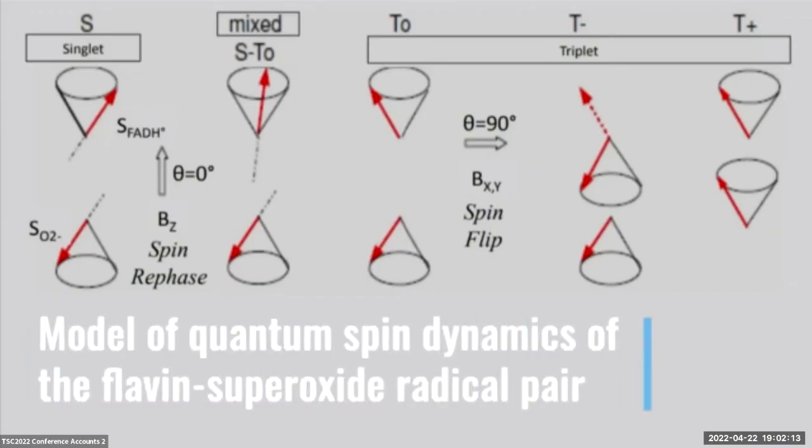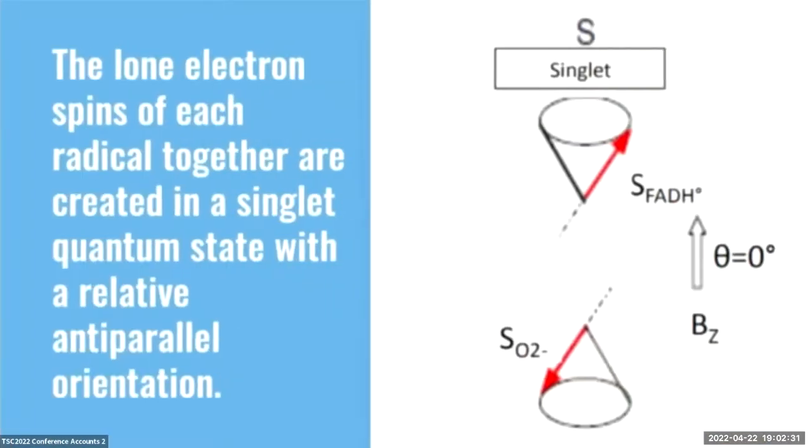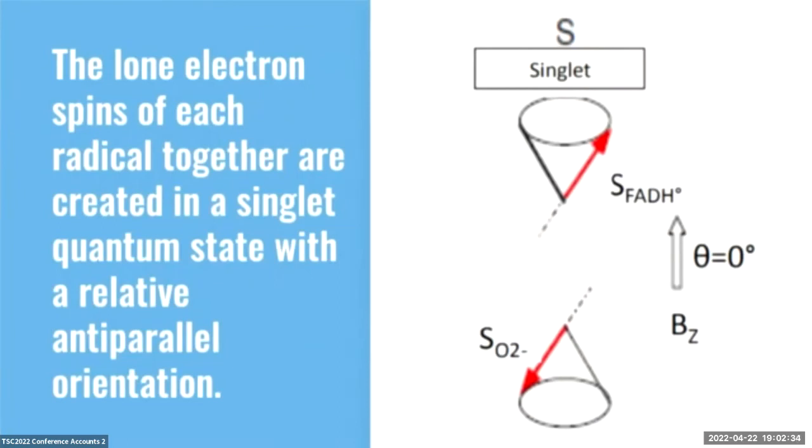The lone electron spin of each molecule in the radical pair is correlated with the other in a quantum superposition of singlet and triplet states. These quantum states correspond to the relative orientation of the spins to one another, as depicted here. Let's examine more closely the case of a flavin superoxide radical pair. If both spins were only exposed to the external geomagnetic field, then they would precess about this field vector at the same rate, remaining in phase and antiparallel in the singlet state.